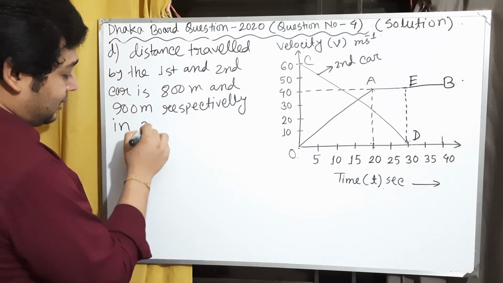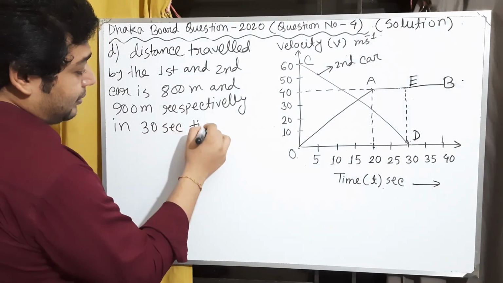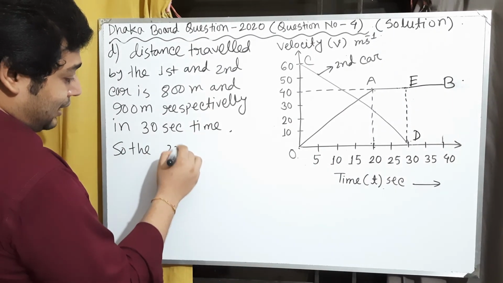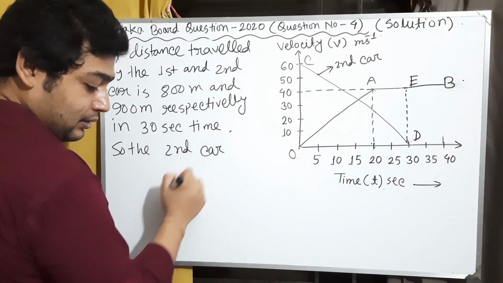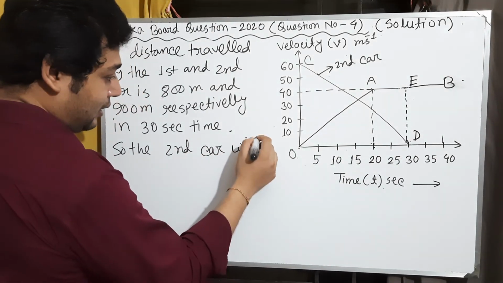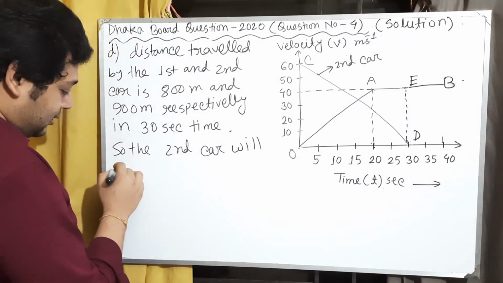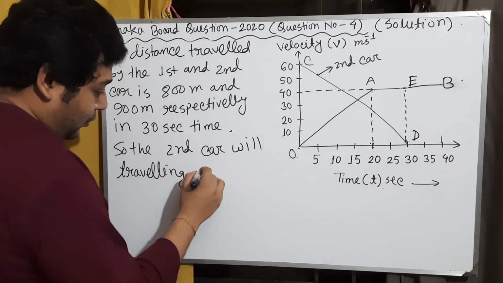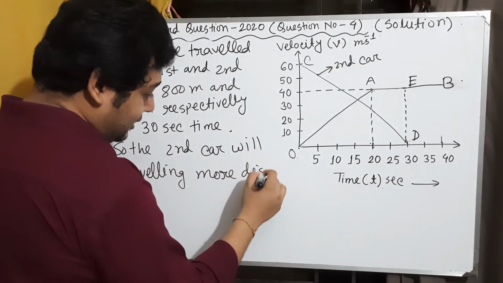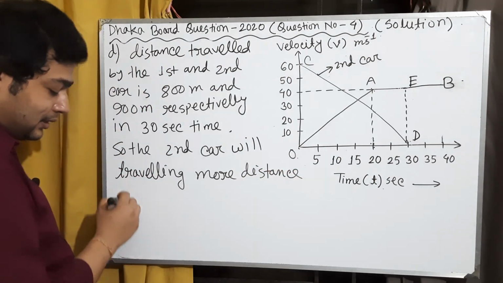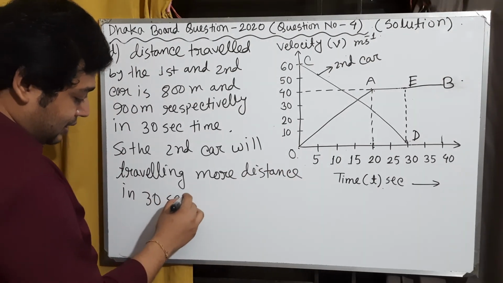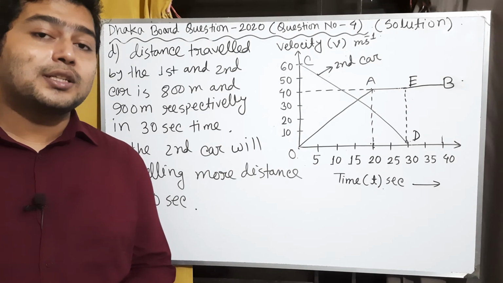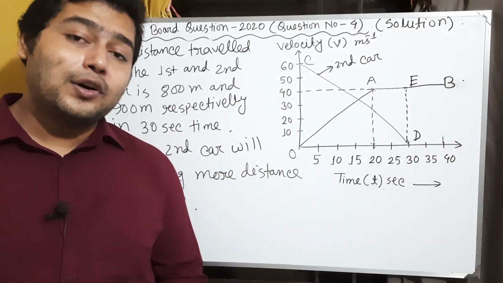in 30 second time. So the second car will travel more distance in 30 seconds. So this is our answer for question number D, and this is all for today.